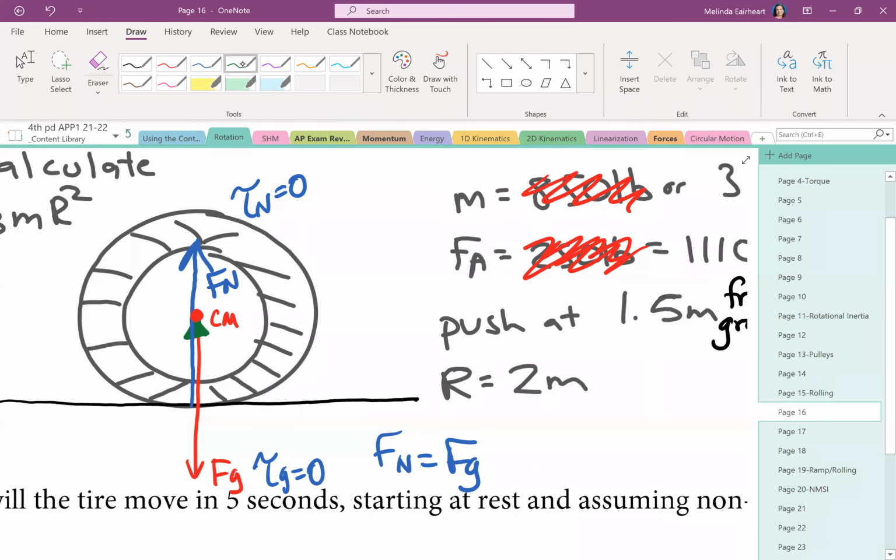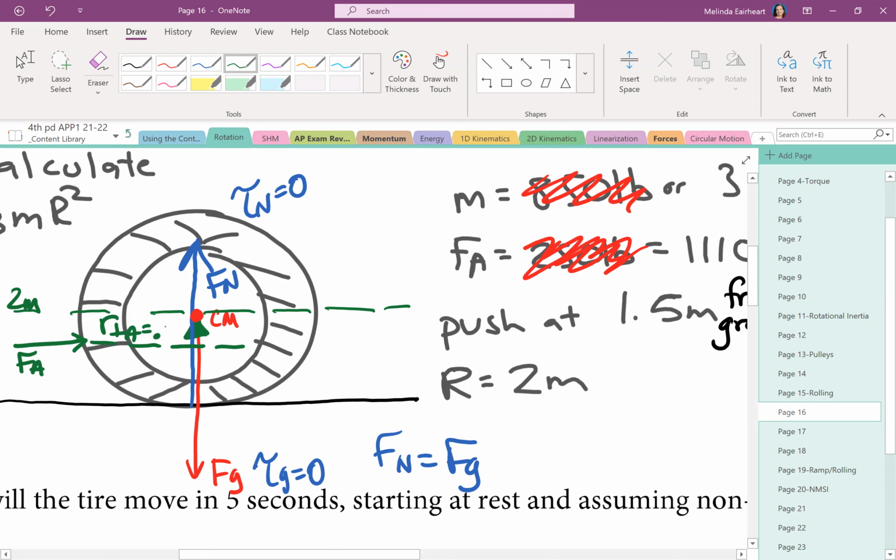And so the last two forces here, we're pushing 1.5 meters, I told you, from the ground. And so if it has a radius of 2, that's the 2 meter mark. And so 1.5 from the ground is how far from the axis of rotation? 0.5. And so the lever arm for your applied force is going to be 0.5 meters. Horizontal force, vertical distance, right? So right there.